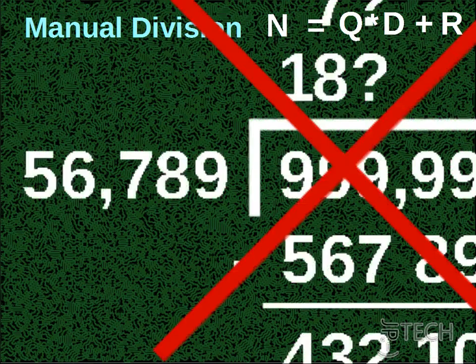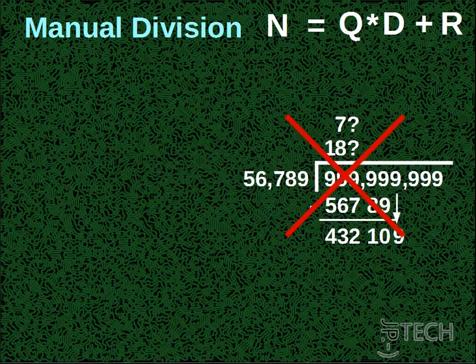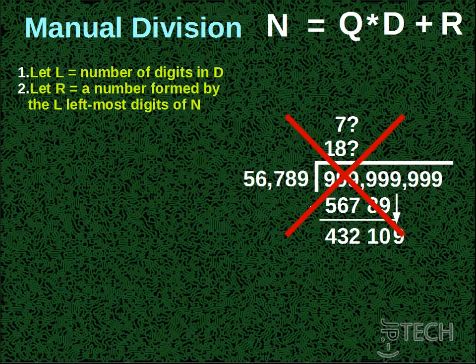Let's look at the steps involved in manual division and why it's difficult to turn this into a computer algorithm. If we let L be the number of digits in our denominator D, then L is equal to 5. If we let R, our result, be a number formed by the L leftmost digits of n, that results in the first 5 digits of n, our numerator.